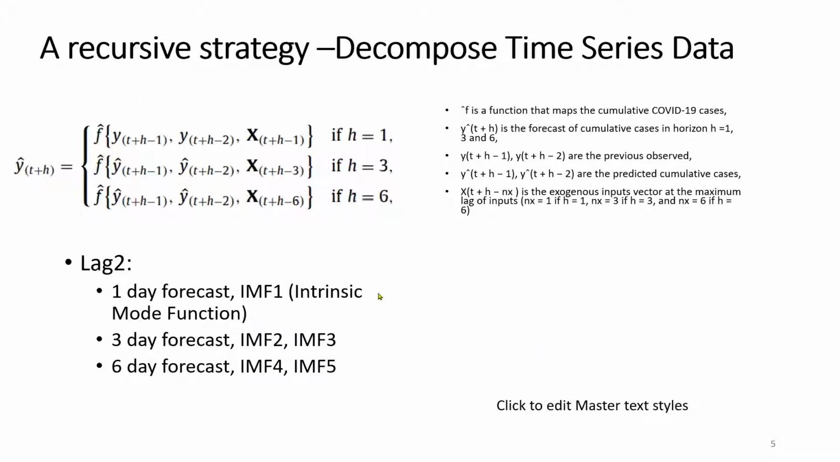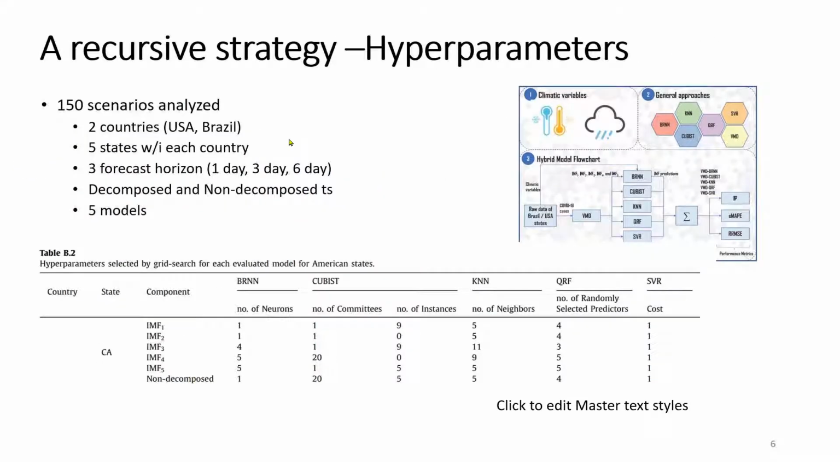So they call it recursive strategy, meaning that all of these 5 IMFs are summarized by themselves, within themselves, and all of these predictions are summarized within themselves. I don't know if it is the right term data science-wise, but medically that's what they call it. 150 scenarios were analyzed, meaning from 2 countries, 5 states within each country. Each of them has 3 forecast periods, and the decomposed and non-decomposed with 5 of these tree-based or rule-based models. So together it's 150 scenarios by this recursive strategy.